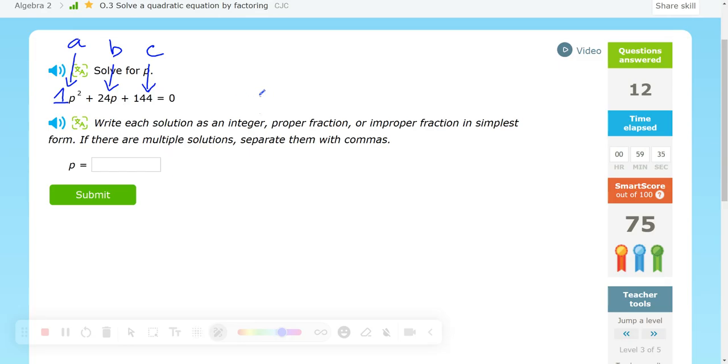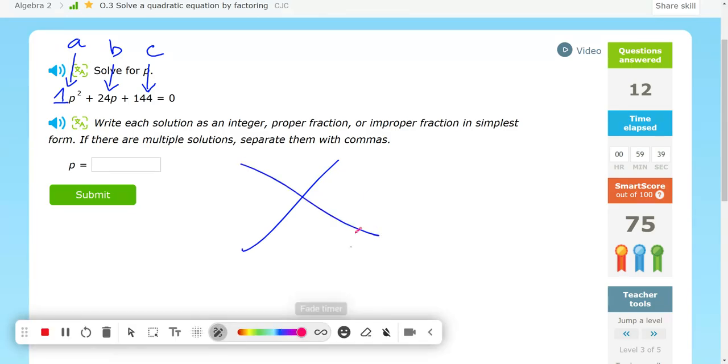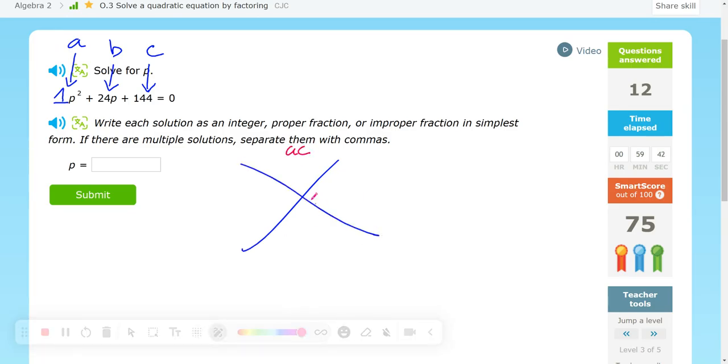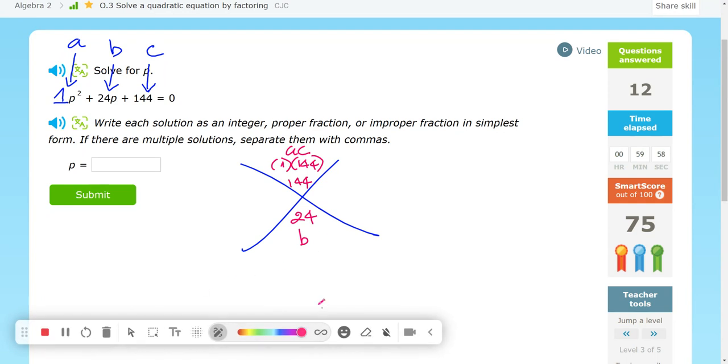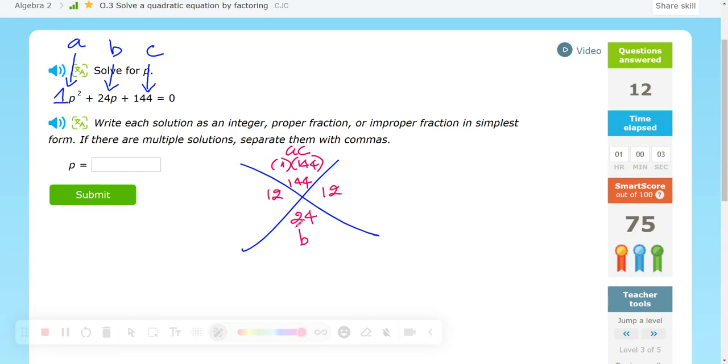Okay, so now take a look over here. We can do the diamond. Here we go. So AC will be the top of the diamond. I got 1 times 144, so it comes out 144. B happened to be 24. Can you find 2 numbers that multiply to 144 and add to 24? It has to be 12 and 12. Surprise. So you will see the solution will be the same.